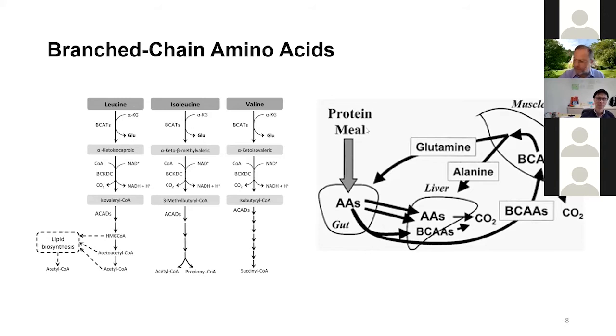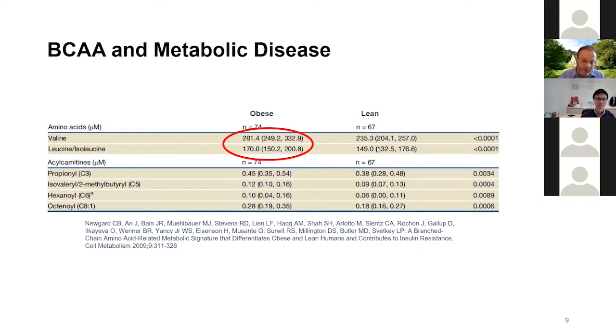Okay, so why did I make such a big deal about branched chain amino acids? Well, it turns out it's pretty important for metabolic disease. This is from a paper that is now over 10 years old, done at Duke with Chris Newgard's group. They had a large cohort of people who were either lean or obese and insulin resistant, and they did a targeted metabolomics panel looking at amino acids. What they found was that in the obese subjects, the branched chain amino acids valine, leucine, and isoleucine were higher, with increased concentrations compared to the lean insulin sensitive folks.